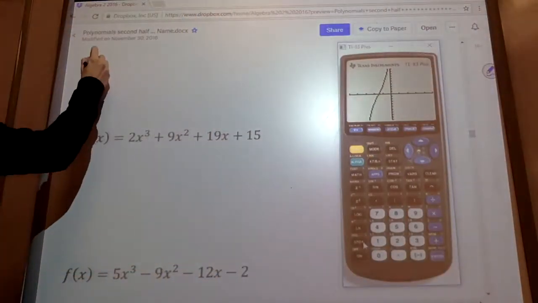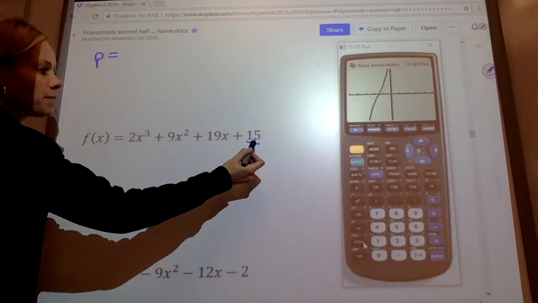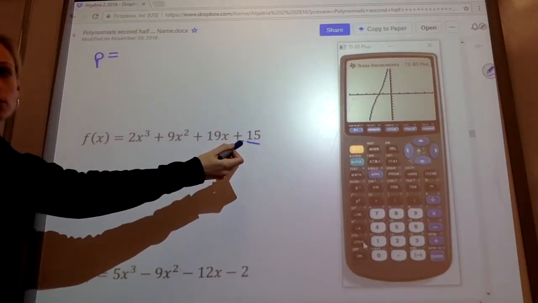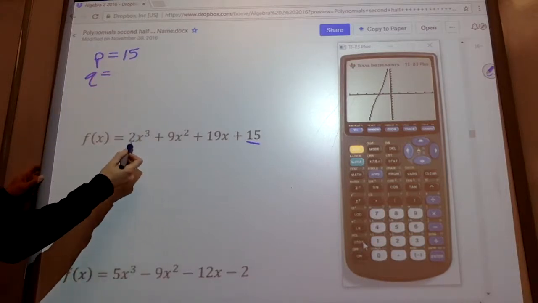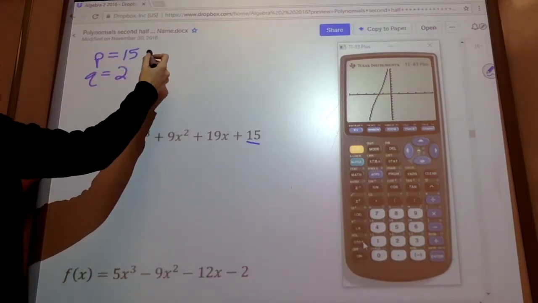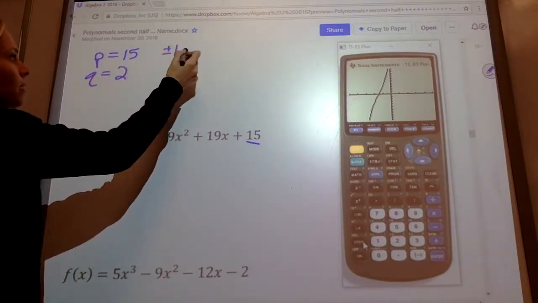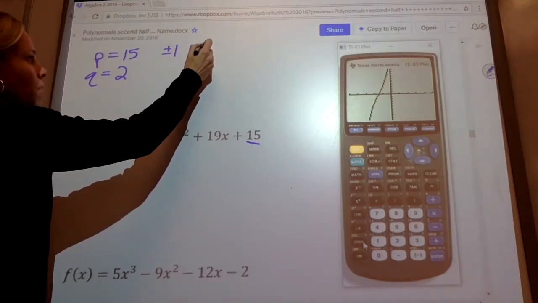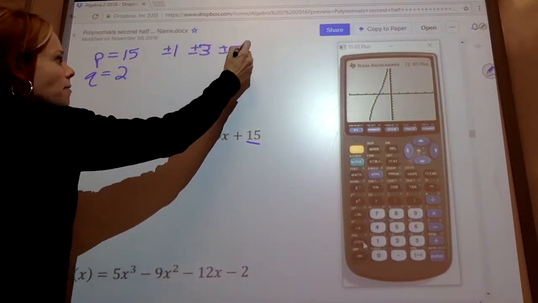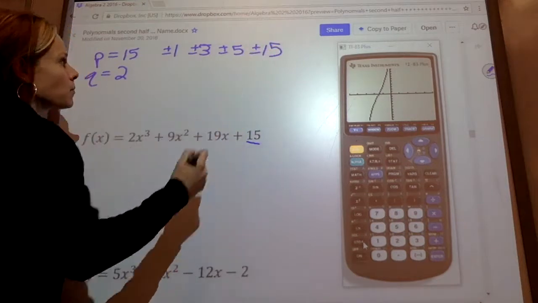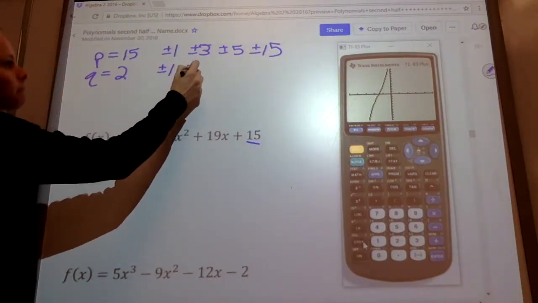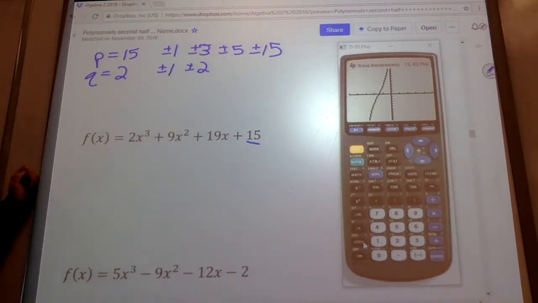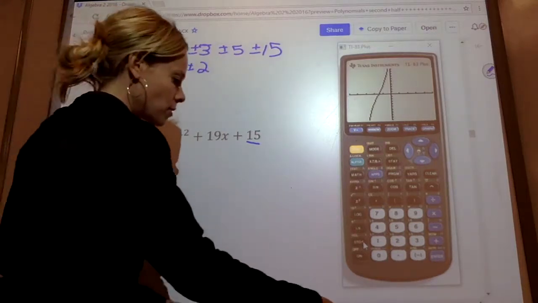So P is what? 15, very good. Remember your P is always your constant. So P is 15, Q is what? 2, very good. What are all my factors of 15? 1, 3, 5, 15. What are all my factors of 2? 1 and 2, good. Now what are all my combinations, right? What are all my options?